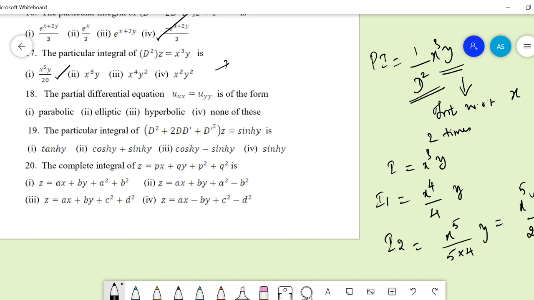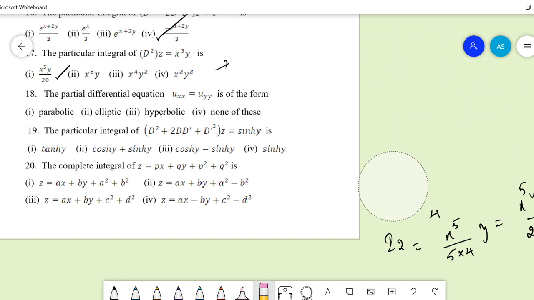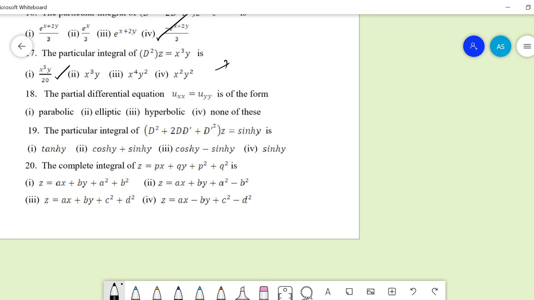Next one, question number 18. The partial differential equation is of the given form, and we have to find its classification, whether it is parabolic, elliptic, or hyperbolic. For that, we evaluate B squared minus 4AC. If B squared minus 4AC is less than 0, the equation is elliptic. Greater than 0, it is hyperbolic, and exactly equal to 0, it is parabolic.